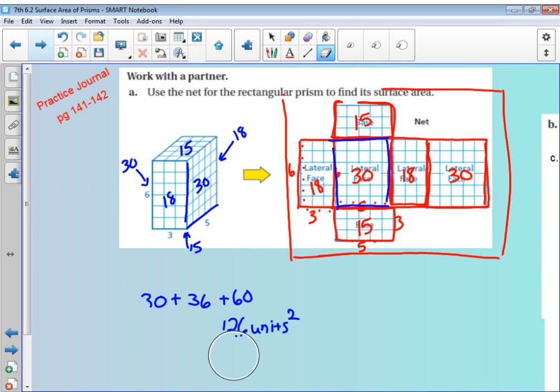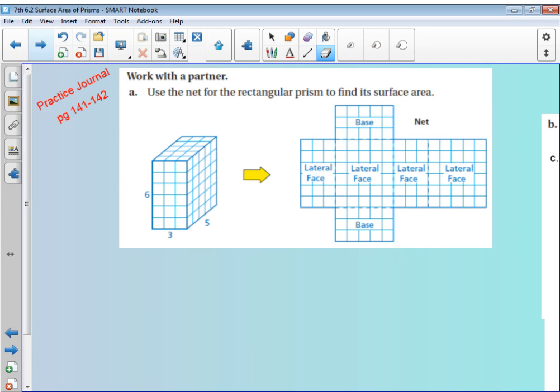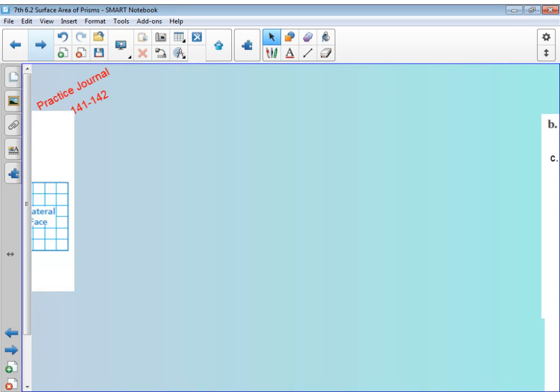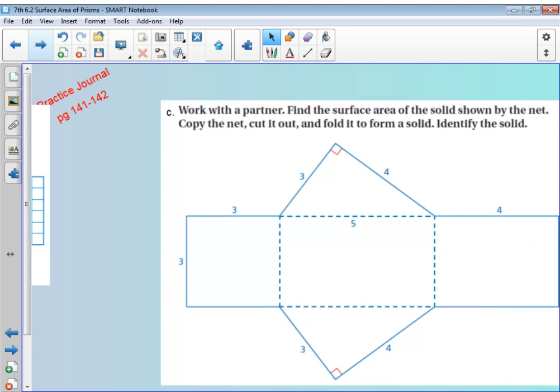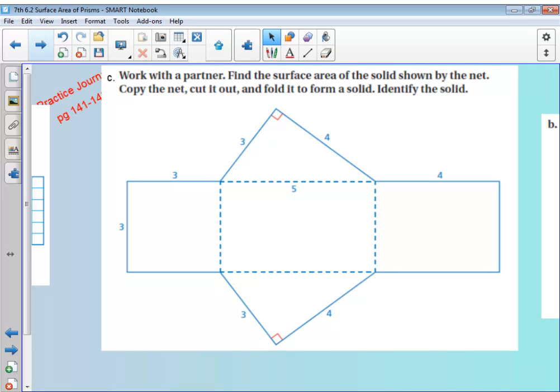All right, let's go ahead and look at another one. So sometimes they give you the grids, but not very often will they give you the grids. You're going to have to understand how to break your shape apart into its different pieces. So let's look at letter C, and then we'll go back to letter B in just a little bit. If we look at letter C, it's giving us all of the dimensions. They didn't even give us the 3-dimensional figure.